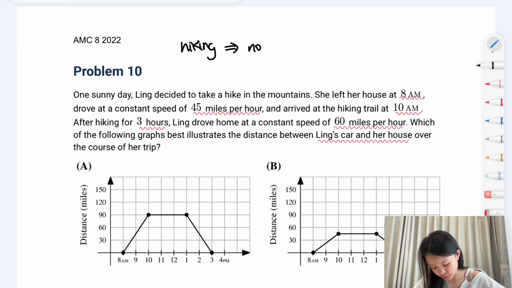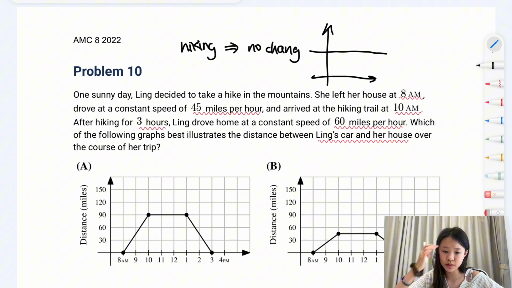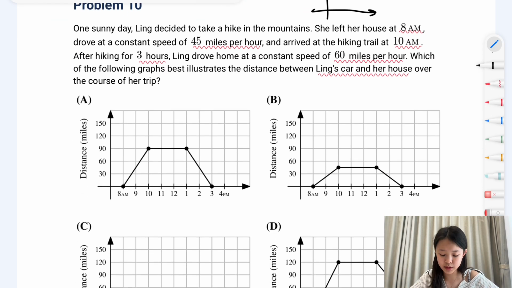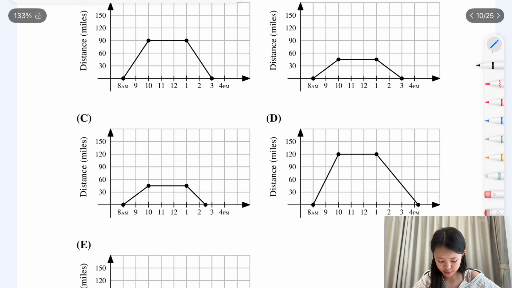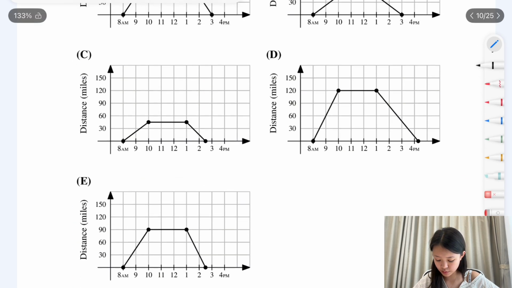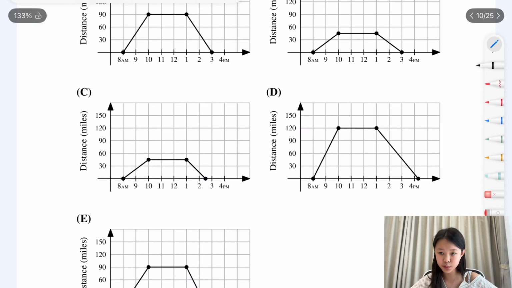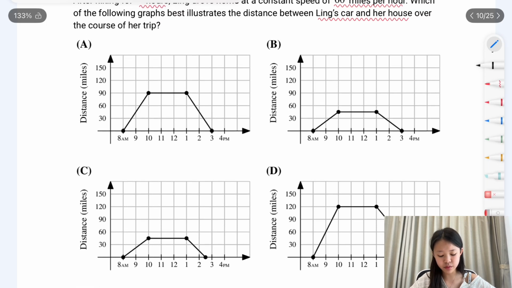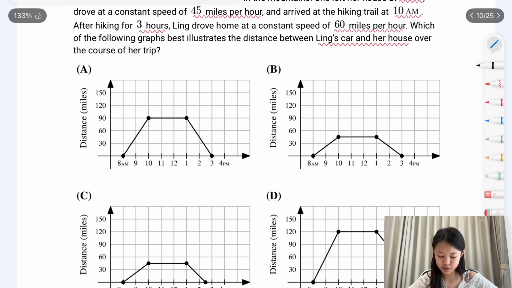So, when she's hiking, that equates to no change. So on a graph, that would be just a straight line. And so that means that for 3 hours of her time, her car is not moving any distance from her house. And so she gets there at 10, and then we can look at all of these graphs and say, okay, well, we can't cross out any of them yet, since all of them are not moving for 3 hours.